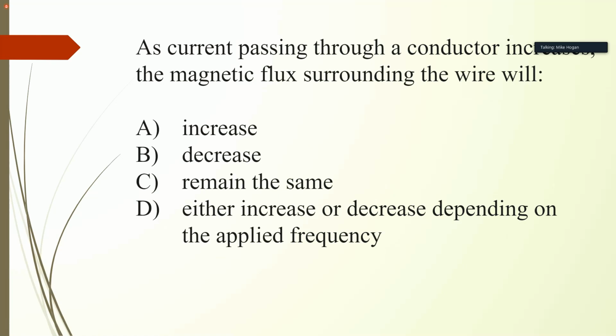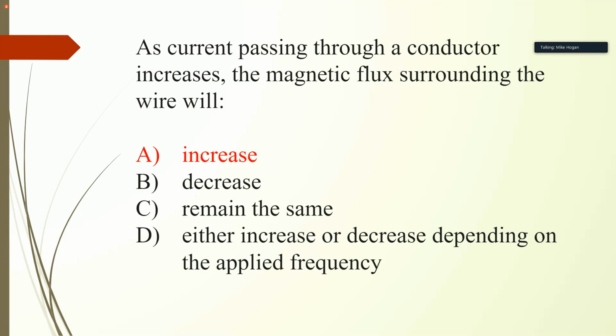Current passing through a conductor increases. The magnetic flux surrounding the wire will increase, decrease, remain the same, or either increase or decrease depending on the applied frequency. What do you think? What are they talking about in terms of that magnetic flux? I'm going with C. Okay.